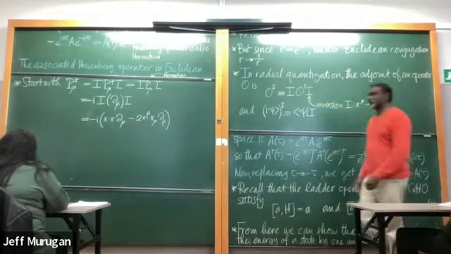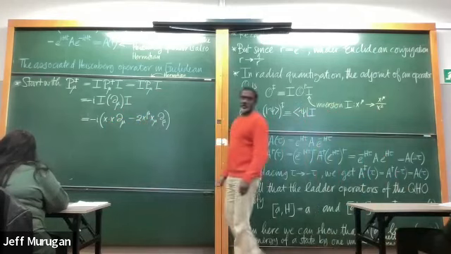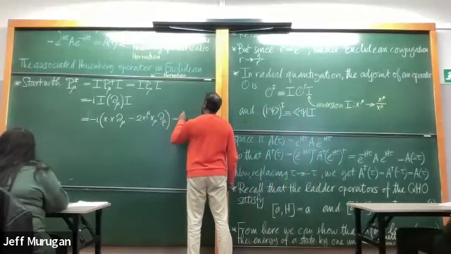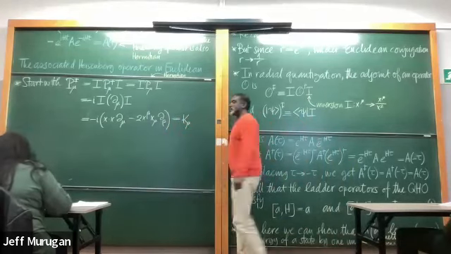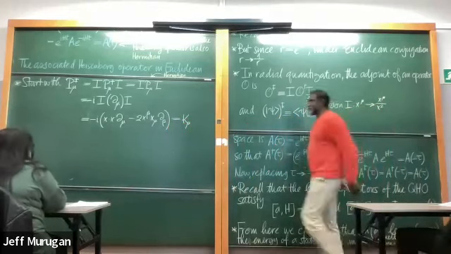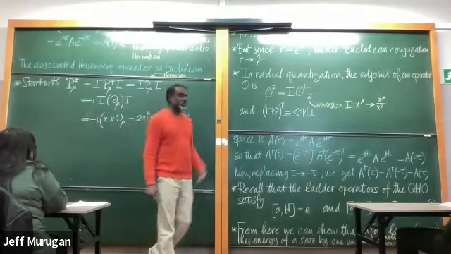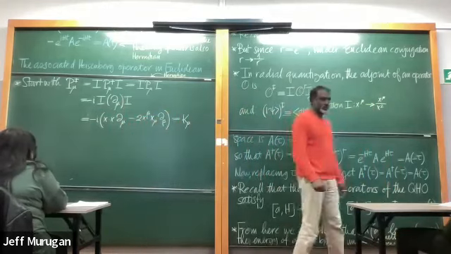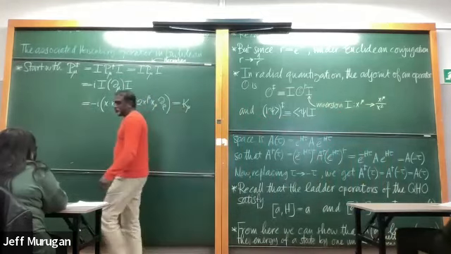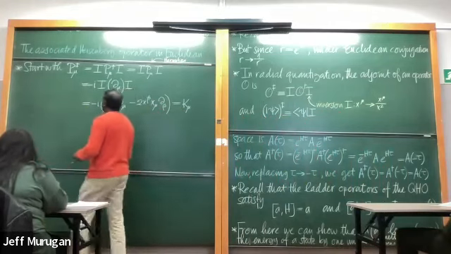Then I go back to my representation for the generators, and I recognize that this thing is nothing but K, the generator of special conformal transformations. This relation is really a statement about how derivatives transform under the Euclidean conjugation operation.